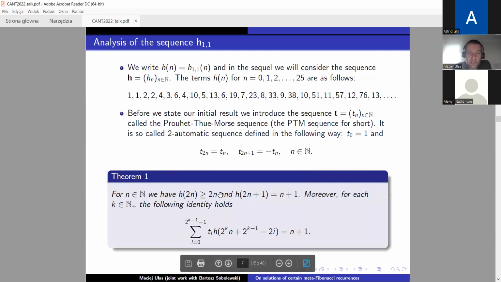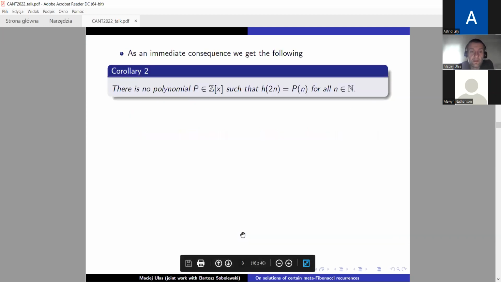Okay, so the first result is the following: we have H(2n) greater than or equal to 2n, and the value at 2n plus 1 is equal to n plus 1. Moreover, this Prouhet-Thue-Morse sequence is useful here, and we can prove this interesting identity. The proof is easy. Essentially, this is induction on k and n.